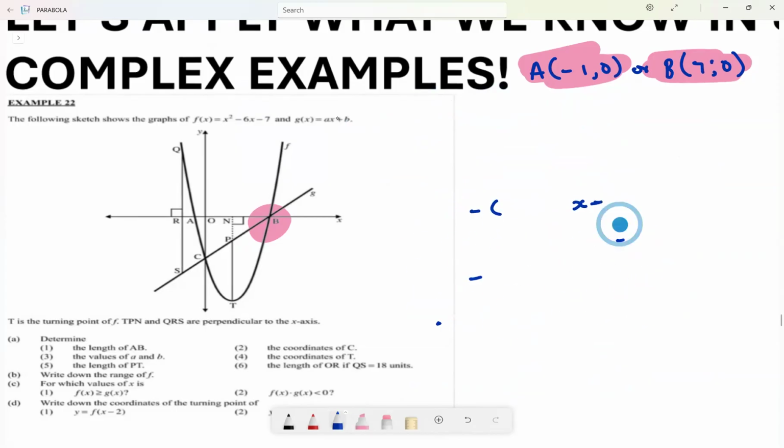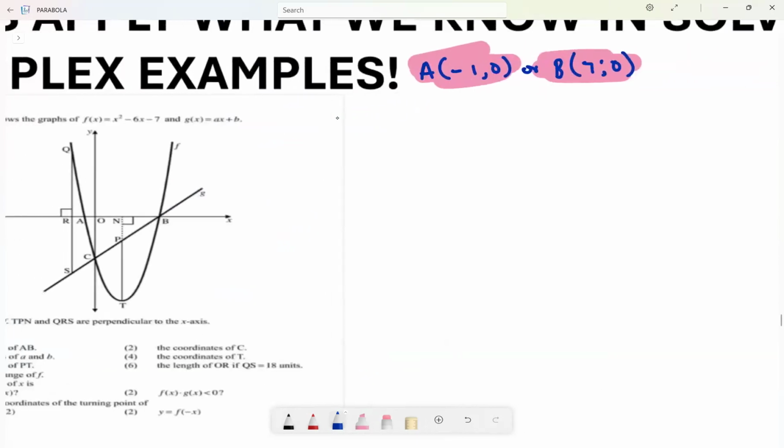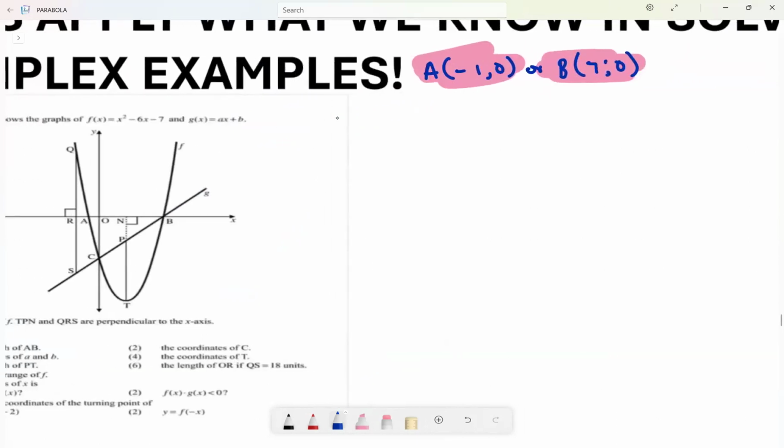Let's answer number 2. Number 2 asks for the coordinate of C. What is C? C is the y-intercept of F. It is also the y-intercept of G. So I can use either F or G to find the y-intercept. But G does not have any information, so I'm going to opt to use F. But I know that it's going to be negative 7.